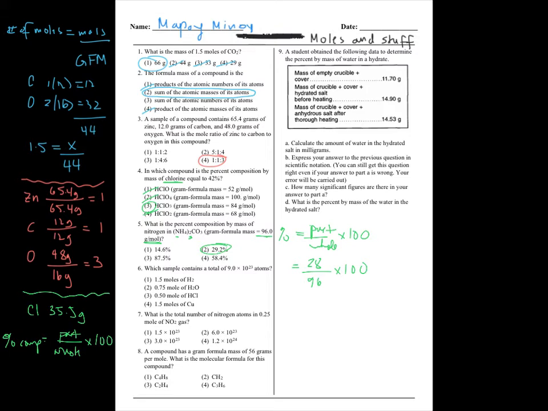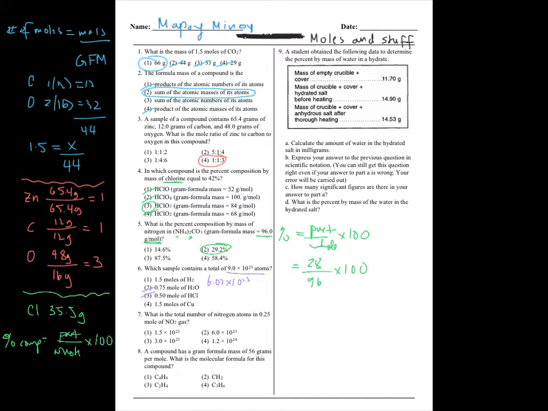Change the color now. Okay, number 6. Which sample contains a total of 9.0 times 10 to the 23rd atoms? So if you know that each mole carries this many, that means you have more than 1 mole. So 1 mole is 6.02 times 10 to the 23rd atoms. So we need more than 1 mole. So choice 2 and 3 are out. Now, choice 1 and 4 have the correct number of moles. If you figure out how many moles this is, it's actually 1.5.